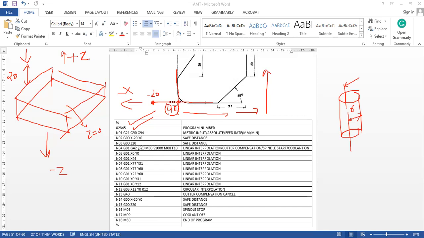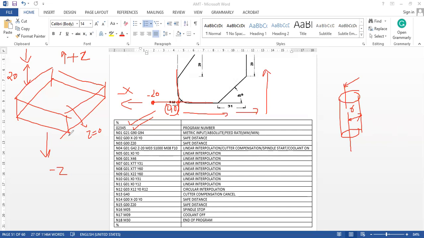So you just use this code for studying purpose. You will not enter this program into the machine. If you are actually entering this program into a machine, some changes will be there. So here for studying purpose, you just use this G code G42. That means cutter diameter compensation. Okay, you know this term G42.